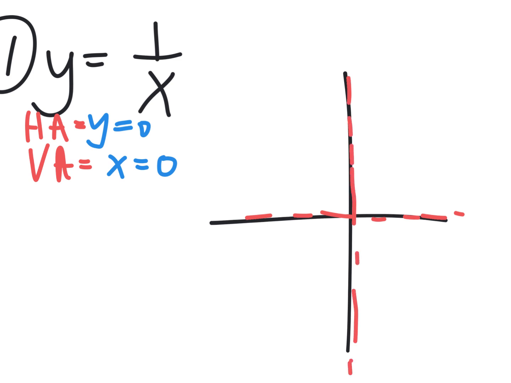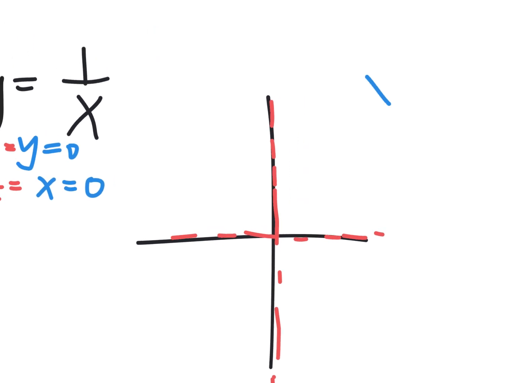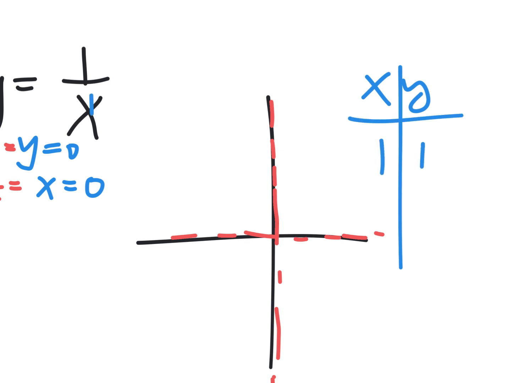And then I just need a couple points. Hal, tell me a point. XY chart. Okay, put in 1, and I get y equals 1 over 1, which is 1. Nice. And then if I put in negative 1, I would get negative 1. That's down here. And once you have those points, you can just get closer and closer to the asymptotes, but try not to touch them.